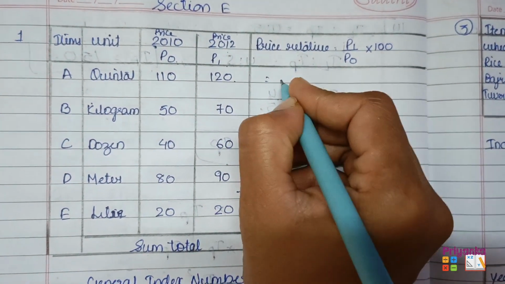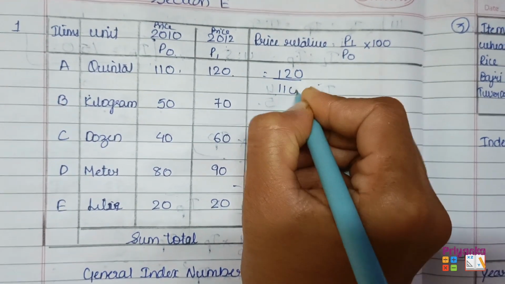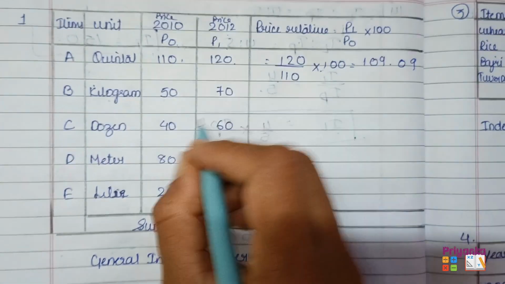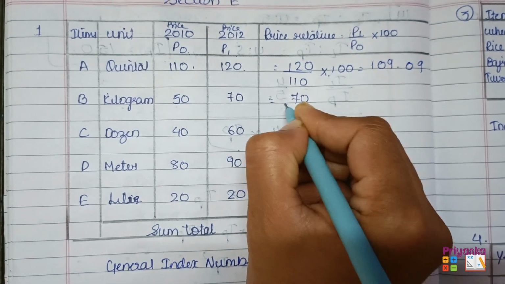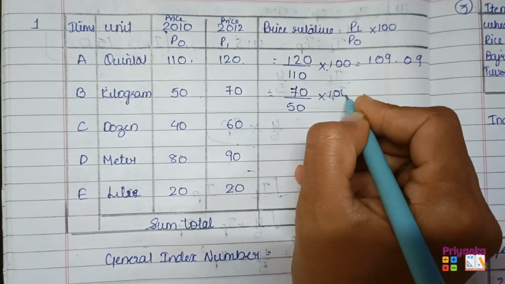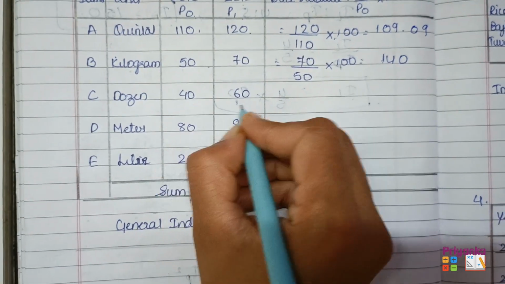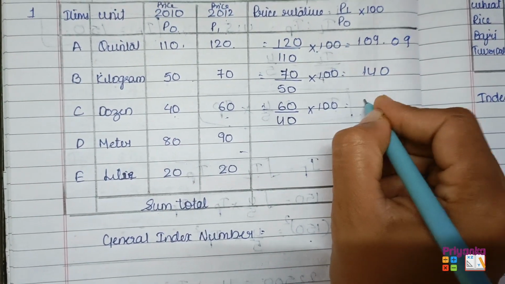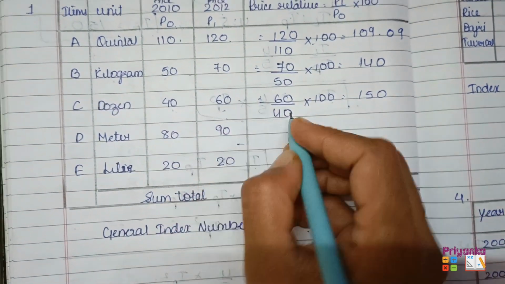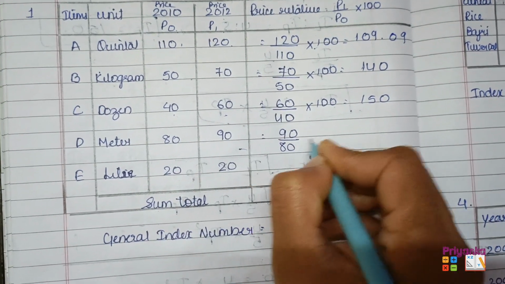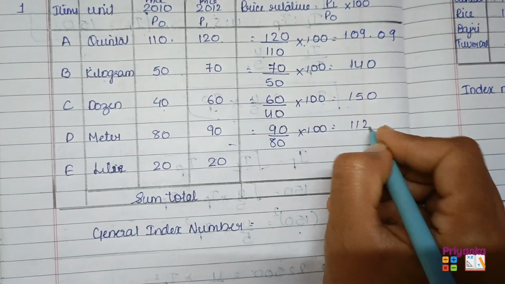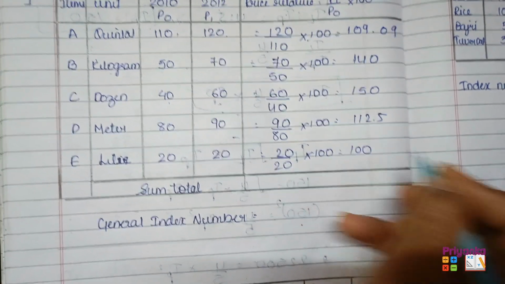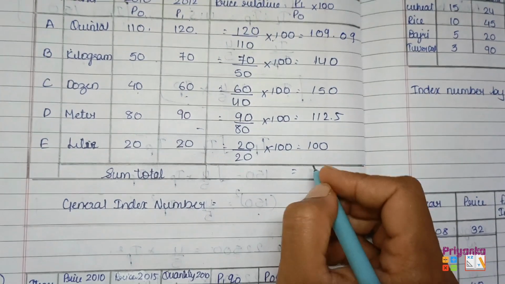So here the current year 120 divided by the base year 110, multiplied by 100. Here we get 109.09. Next, current year 70 divided by the base year 50, into 100. Here we get 140. Next, 60 divided by 40, multiplied by 100. Here the answer is 150. 90 divided by 80 into 100. Here we get 112.5. 20 divided by 20 into 100. The answer is 100.